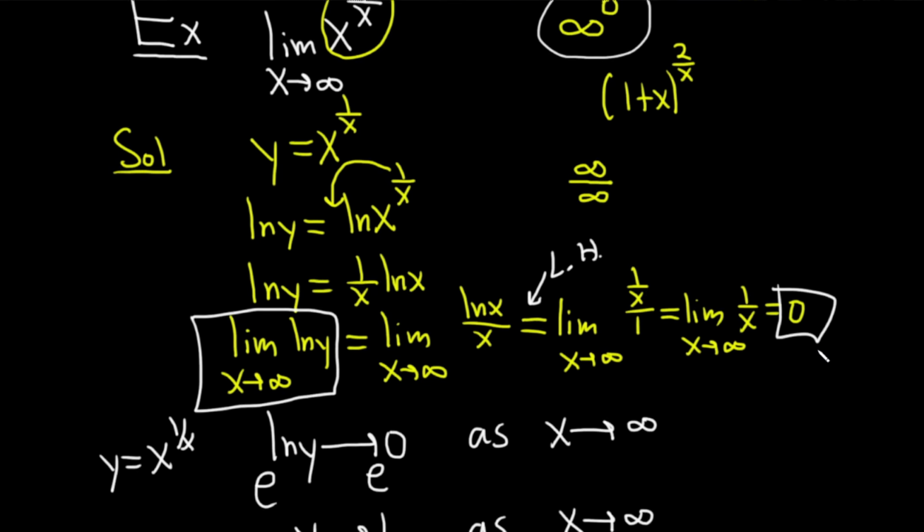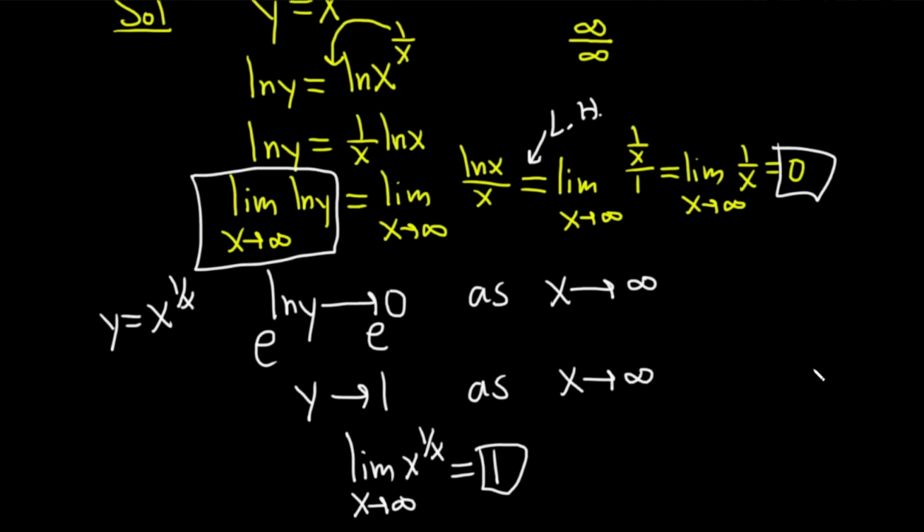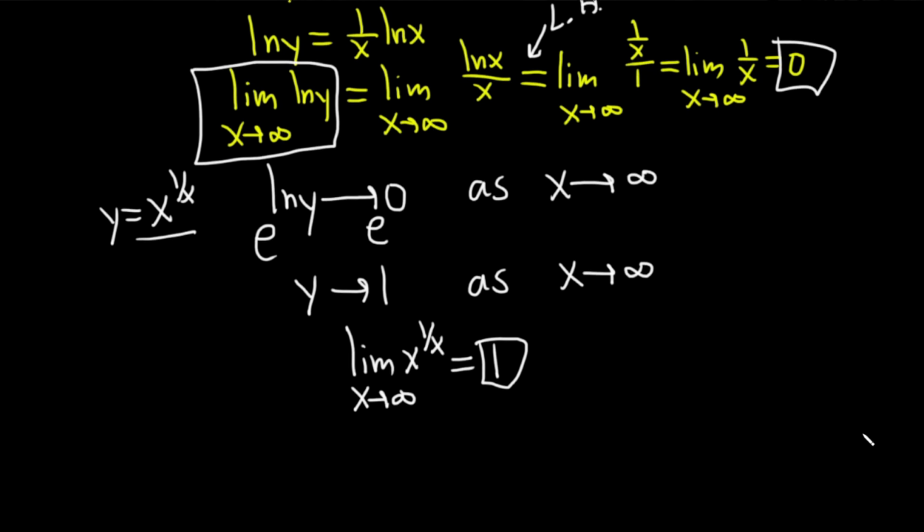To get the final answer, just think about what's happening. We have the natural log of y approaching 0. That means e to the ln y approaches e to the 0. That means y approaches 1. But what's y? It's our original problem. So basically you can just exponentiate, get back your original function every single time. Kind of a fun problem.